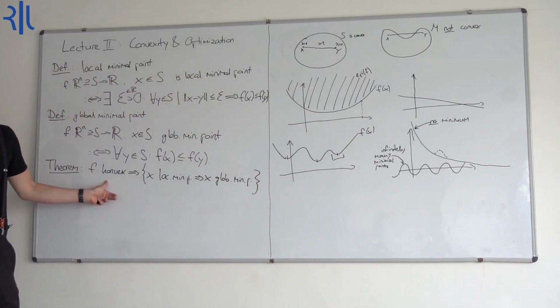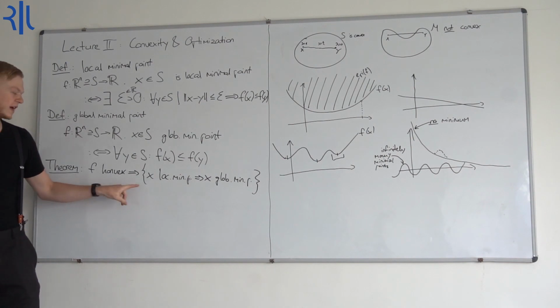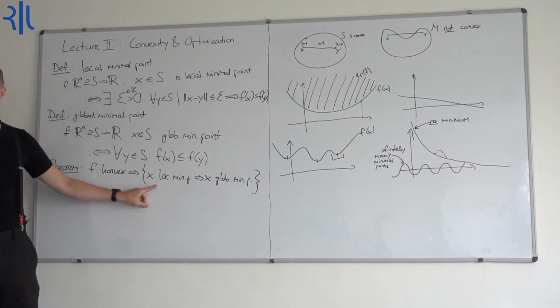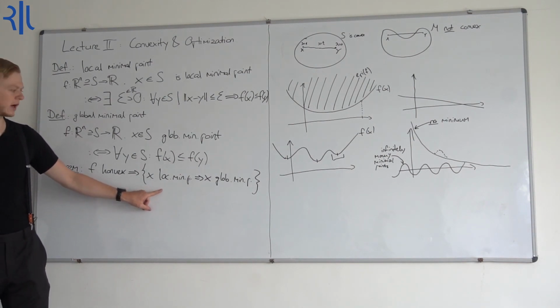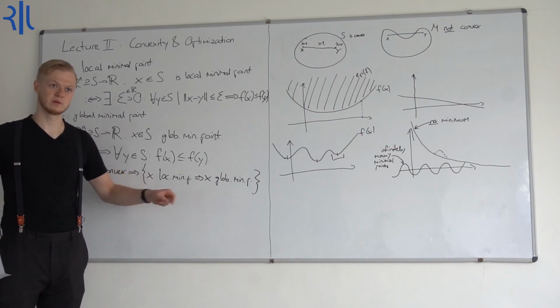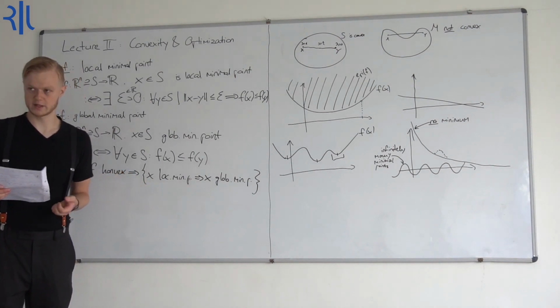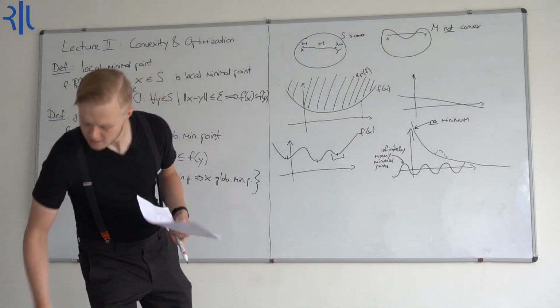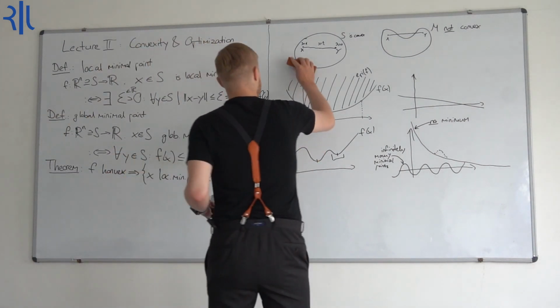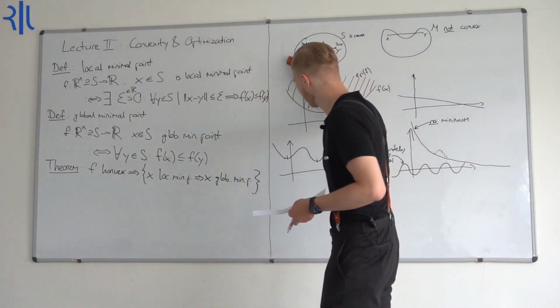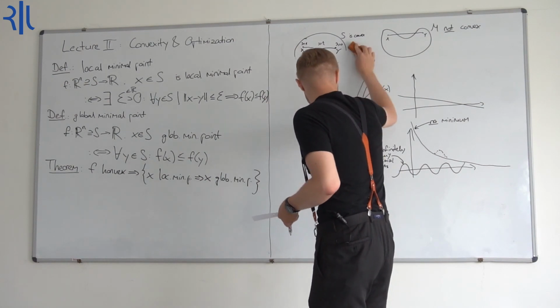If the function f is convex, then we have a guarantee that every local minimum point is also a global minimum point. The proof of that is quite easy. You can do it yourself. I actually highly encourage you to do the proof.